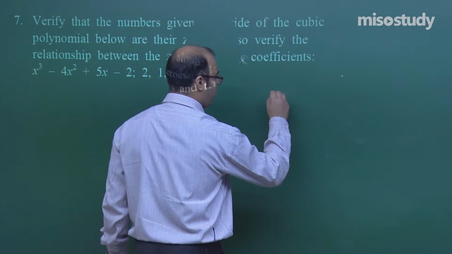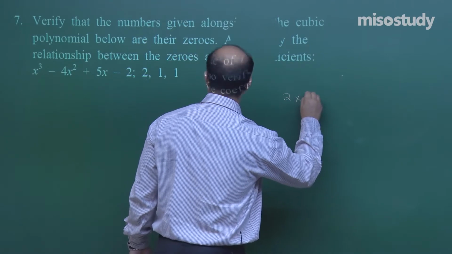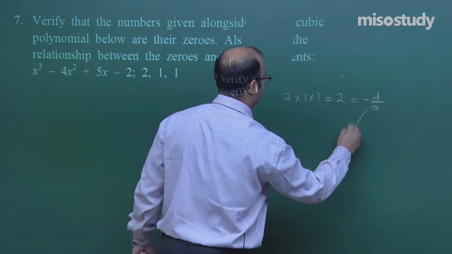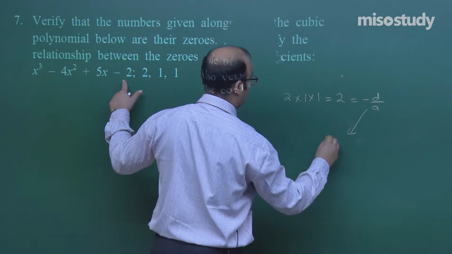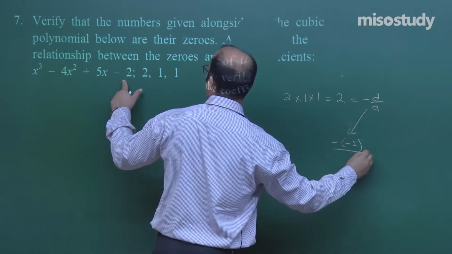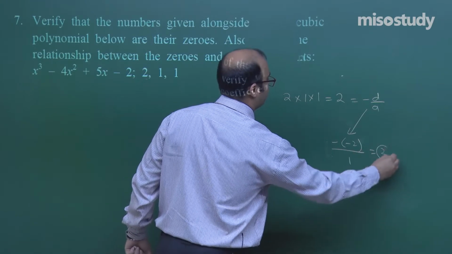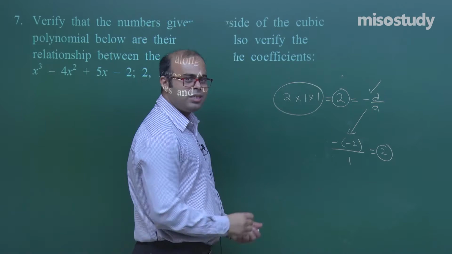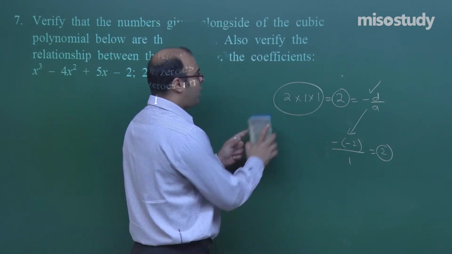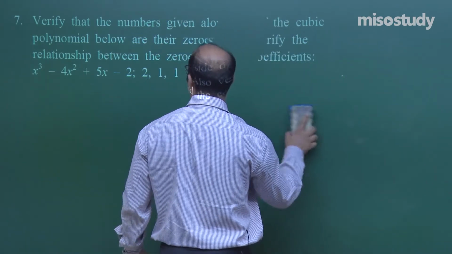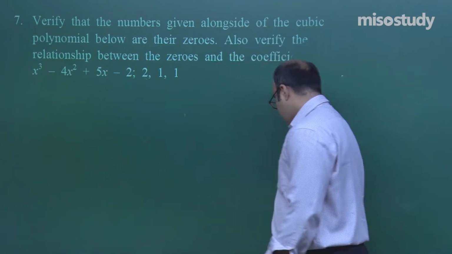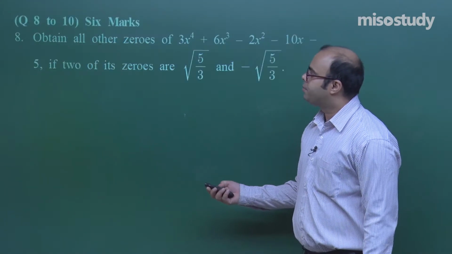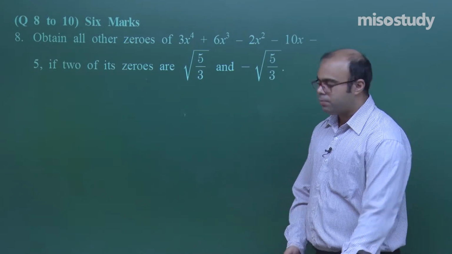Now if we take the product of all the roots, 2 into 1 into 1, we get 2. That should be minus d by a. So if we observe minus d, it is minus of minus 2 and a is 1. So it is 2. So both the values are same. So minus d by a is equal to product of the roots is correct. So we have verified the formula which we know about the cubic polynomial, about the relationship between the coefficients and the zeros. Next question is of 6 marks.